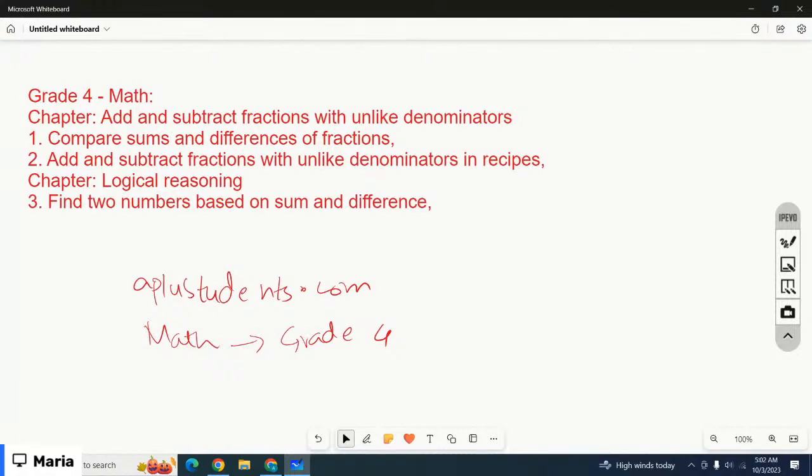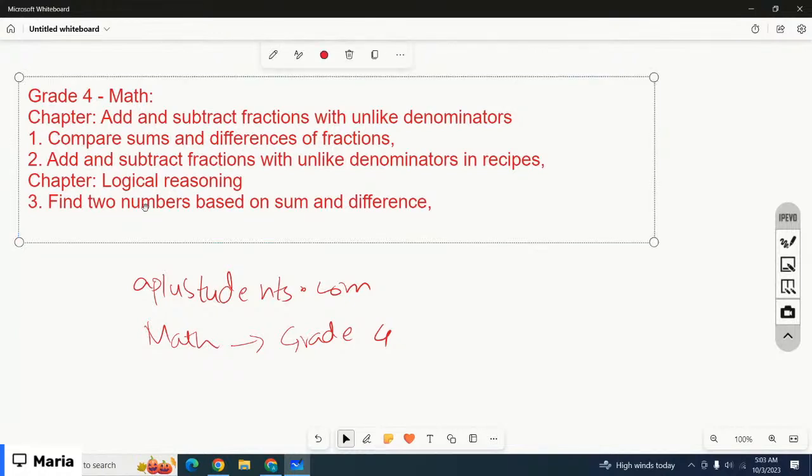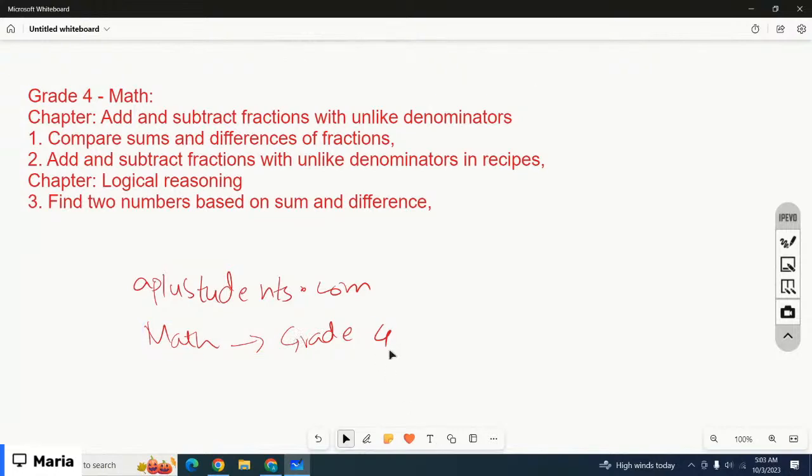Then we'll start the new chapter, logical reasoning, and the lesson we're going to cover from that chapter is find two numbers based on sums and differences, right? So let's start with the lesson. We're going to compare the sums and differences of the fractions. Let's see how we compare.